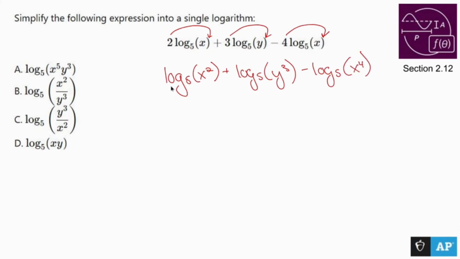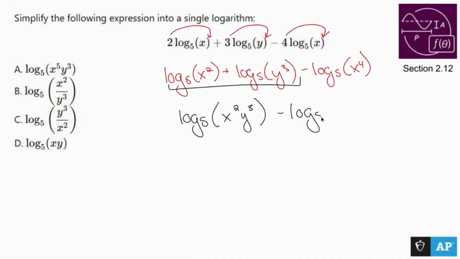When you add logs of the same base, multiply the insides. So log base 5 of x squared plus log base 5 of y cubed is going to be log base 5 of x squared y cubed. And you're going to just drop down minus log base 5 of x to the 4th. When subtracting logs of the same base, divide the insides. So this becomes log base 5 of x squared y cubed over x to the 4th.